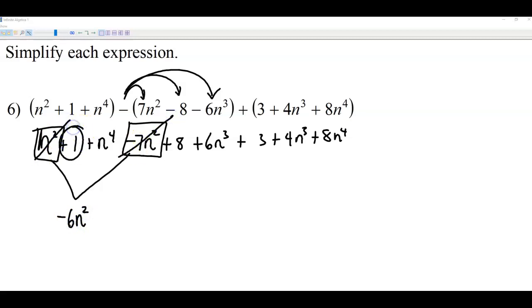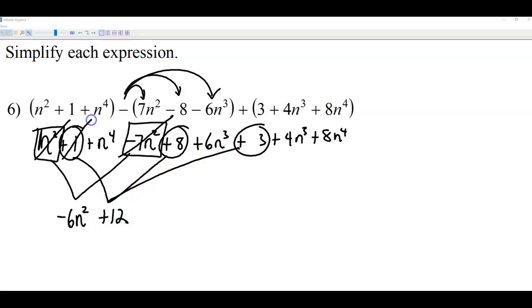This is a constant, meaning it has no variable, so we can combine that with other constants like the 8 and the 3. So 1 plus 8 plus 3 is 12. Cross it off to show that we're done, and we'll move on to the next one here.